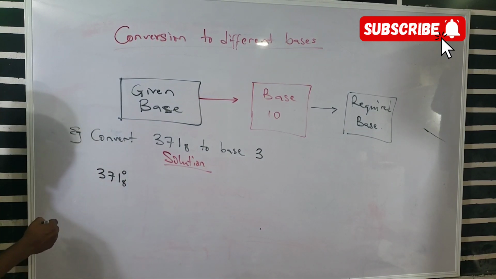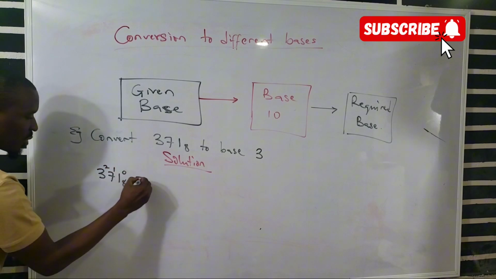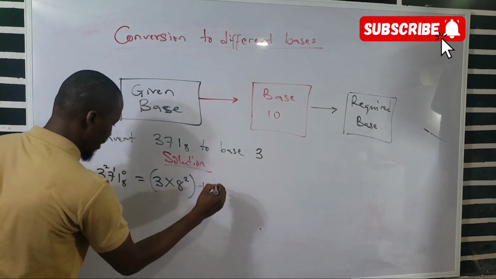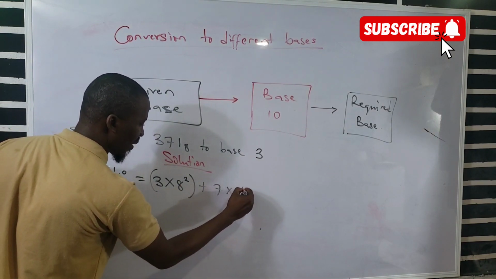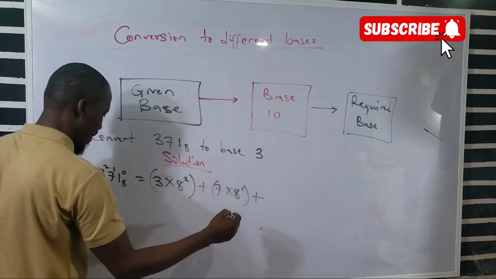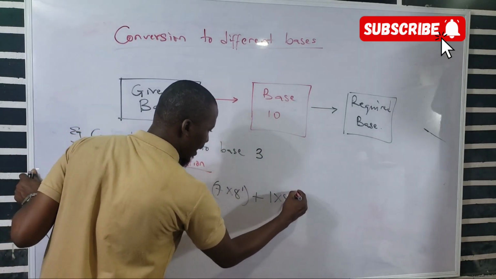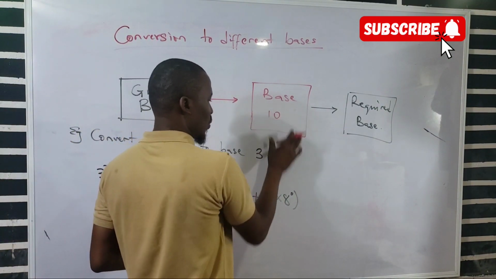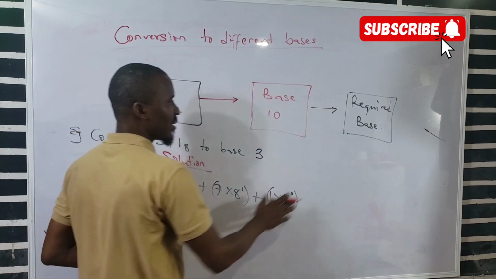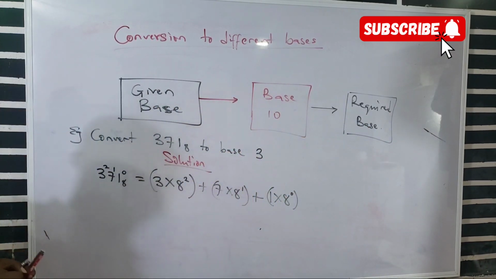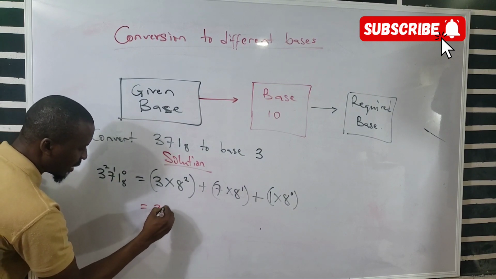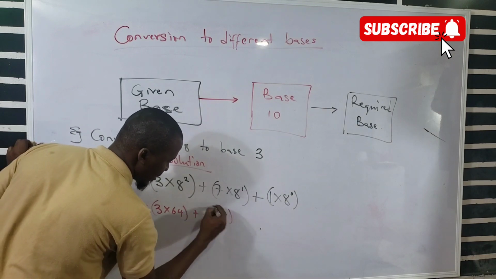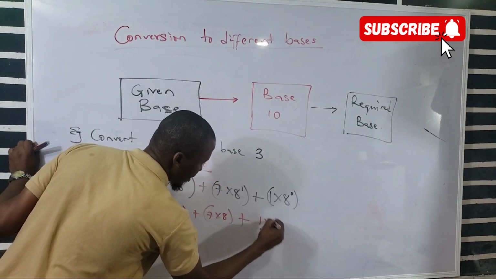So we index our numbers 0, 1, and 2. That will give us 3 times 8 raised to power 2 plus 7 times 8 raised to power 1 plus 1 times 8 raised to power 0. So the solution I'm going to get here will give me base 10. So I'm now going to convert that number that's in base 10 to the required base. Okay, so this will give me 3 times 64 plus 7 times 8 plus 1 times 1.